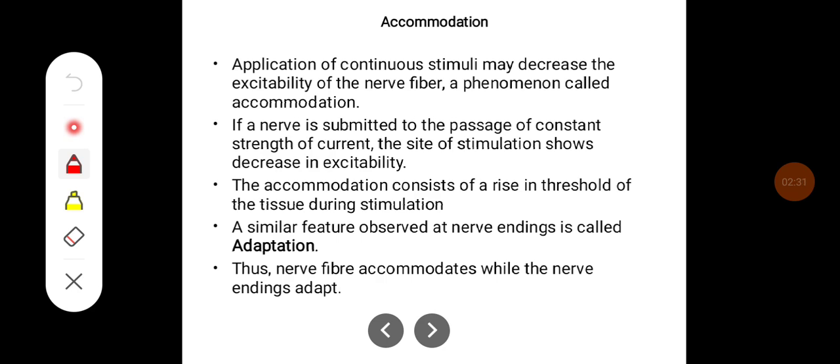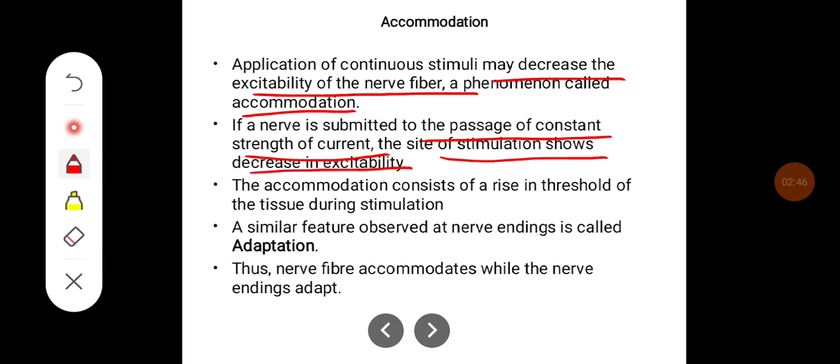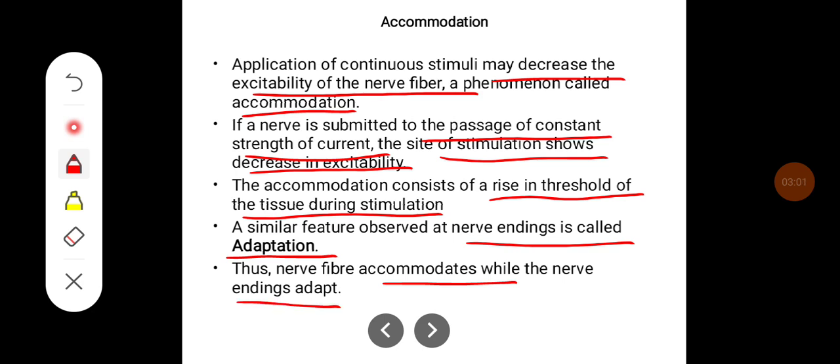Accommodation. Application of continuous stimuli may decrease the excitability of the nerve fiber. This phenomenon is called accommodation. If a nerve is subjected to the passage of constant strength of current, the site of stimulation shows decrease in the excitability. The accommodation consists of a rise in threshold of the tissue during stimulation. A similar feature observed in the nerve endings is called adaptation. Thus, nerve fiber accommodates while the nerve endings adapt.